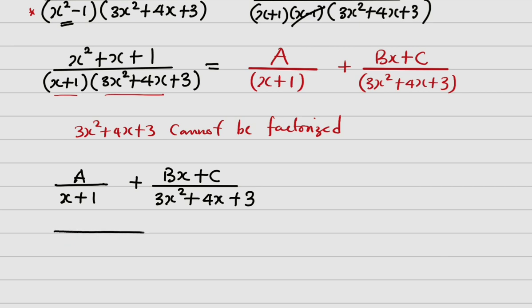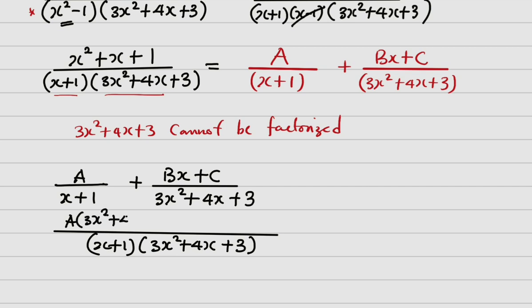Now, if you check, to get the LCM is just a combination of x plus 1, then we have 3x squared plus 4x, then plus 3. This is what I have. So this is going to be a into 3x squared plus 4x, then plus 3. Then I have plus, I'm going to have x plus 1 into bx plus c.